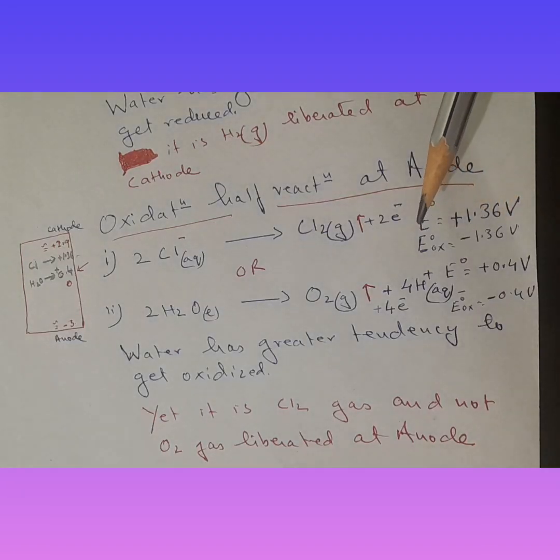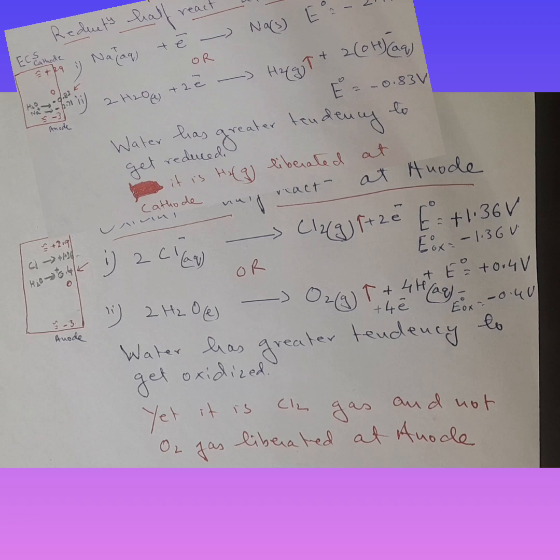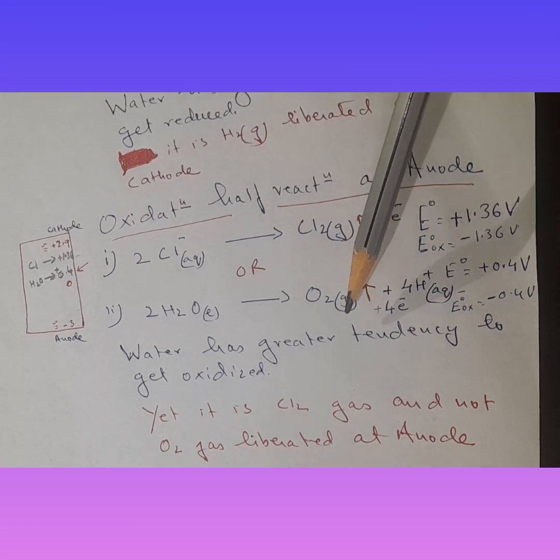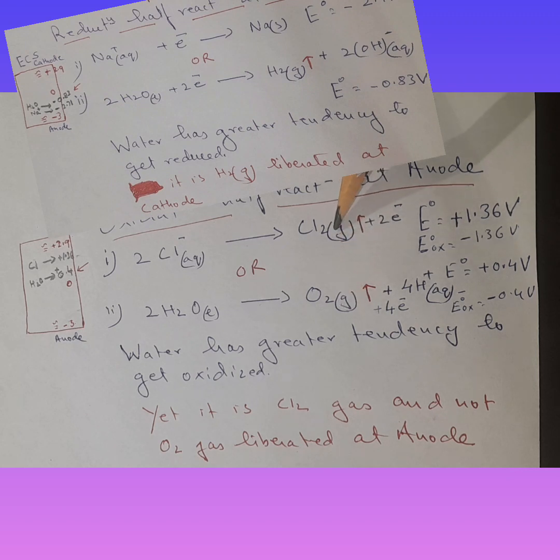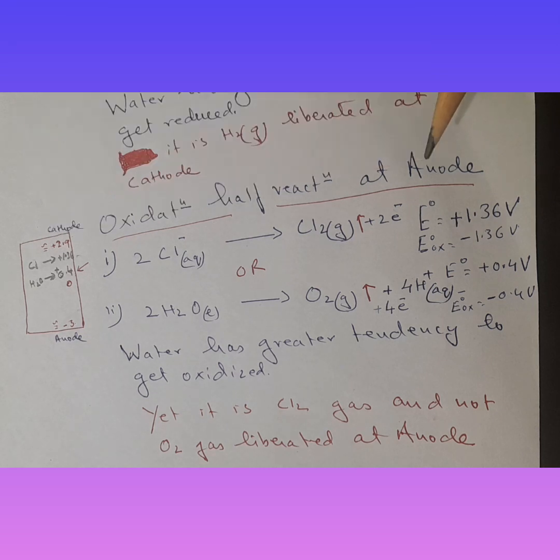So both places we found competition. Here water had greater tendency, so hydrogen was liberated and Na remained behind. Here, oxygen is not liberated but Cl is liberated. So we have hydroxide here, and sodium also here, so it forms sodium hydroxide. Sodium hydroxide remains in the electrolyte, whereas it is these two gases which are liberated, Cl2 gas and hydrogen gas, at anode and cathode respectively. Hope you understood. All the best.